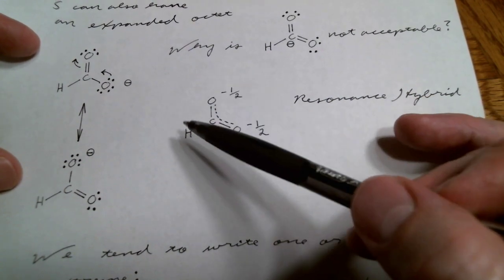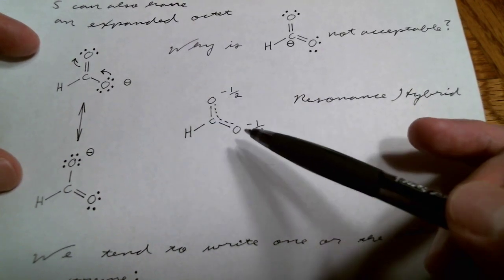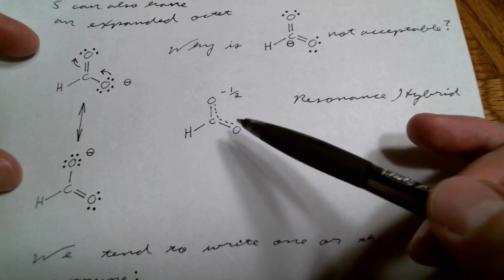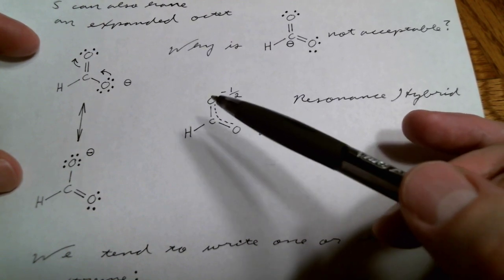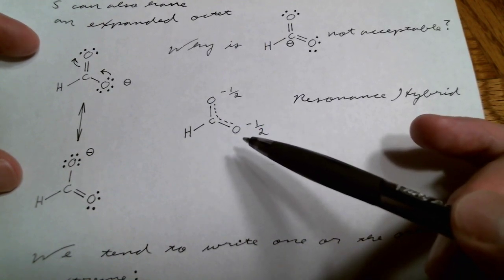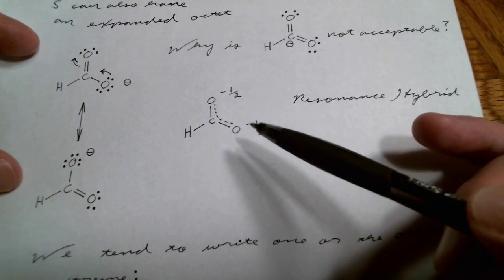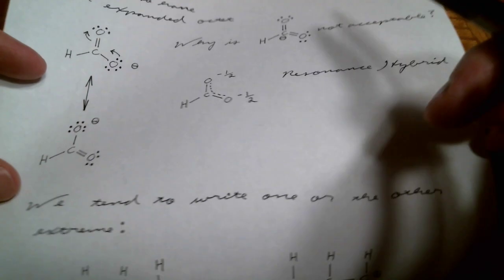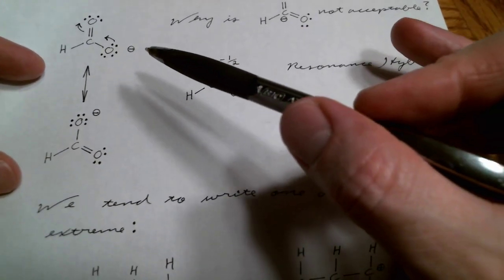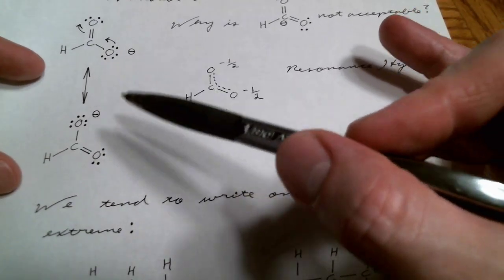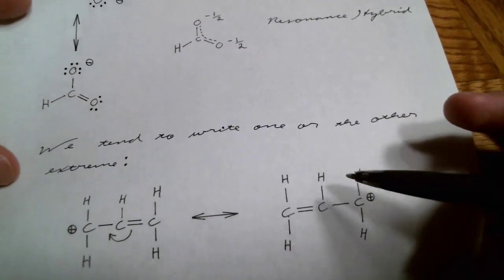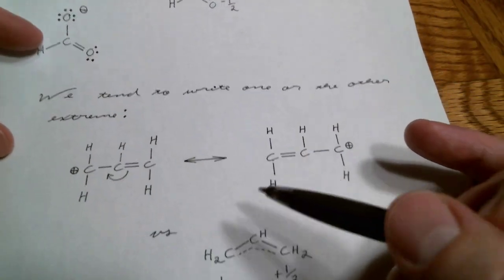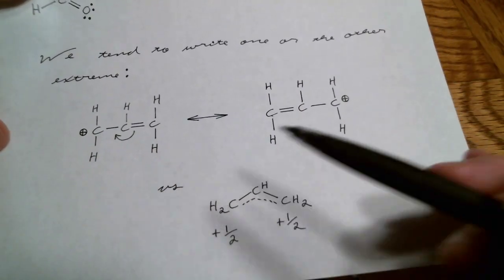form. This brings up an idea of a resonance hybrid. You could think about that electron density spread out over those 3 atoms. Maybe each oxygen has a sort of -1/2 character to it. Of course, many chemists like to write one resonance form or the other, so we tend to write one extreme or the other. Here is something called the allyl cation.